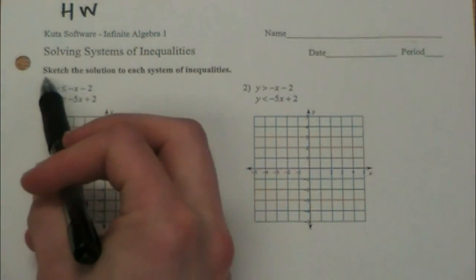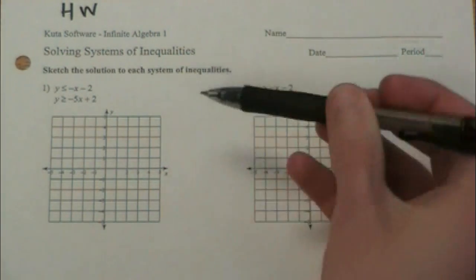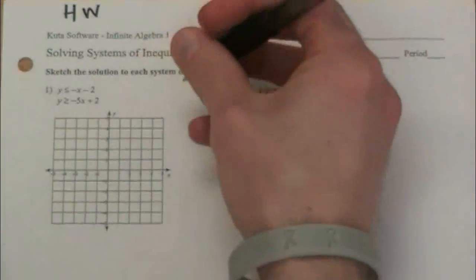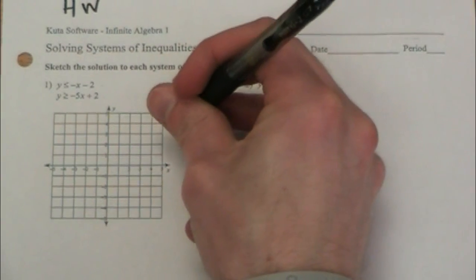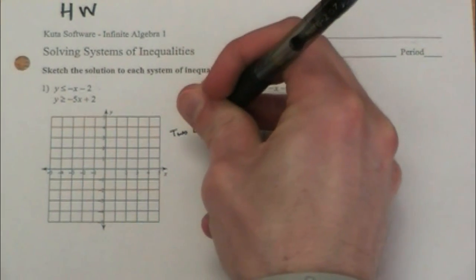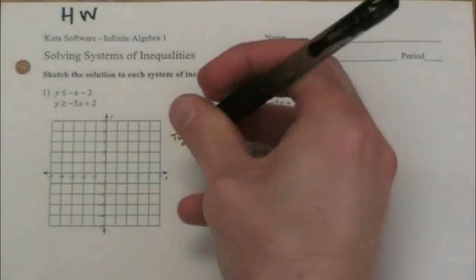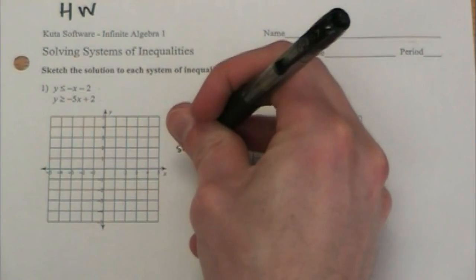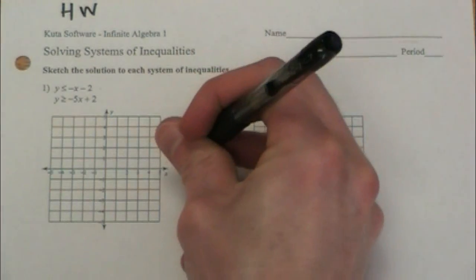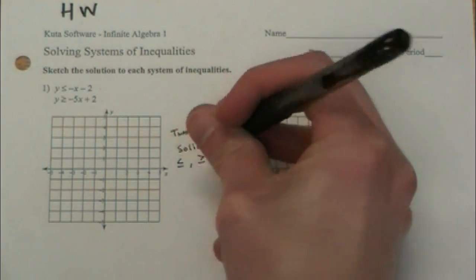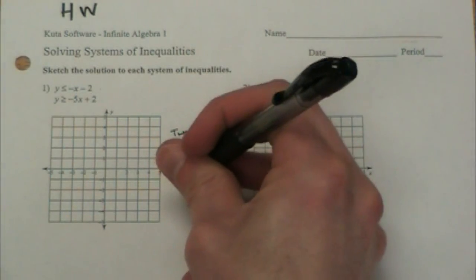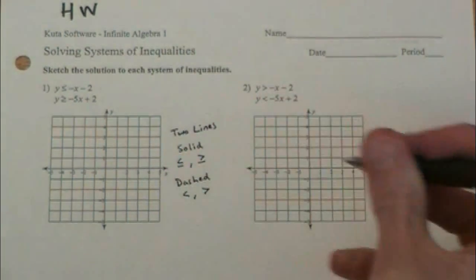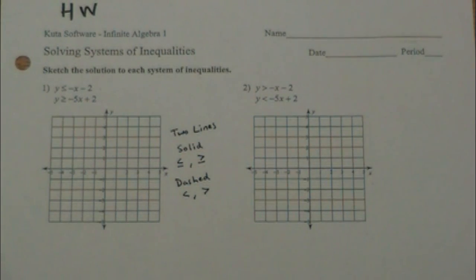As you can see, the directions say sketch the solution to each system of inequalities, and we're going to look at number 1 here. These have two inequalities that we're going to graph, but we need to talk about two things. There are two types of lines. One, we have a solid line, and that is shown by the less than or equal to symbol and the greater than or equal to symbol. We also have the dashed line, which is signified by the less than and greater than symbols.